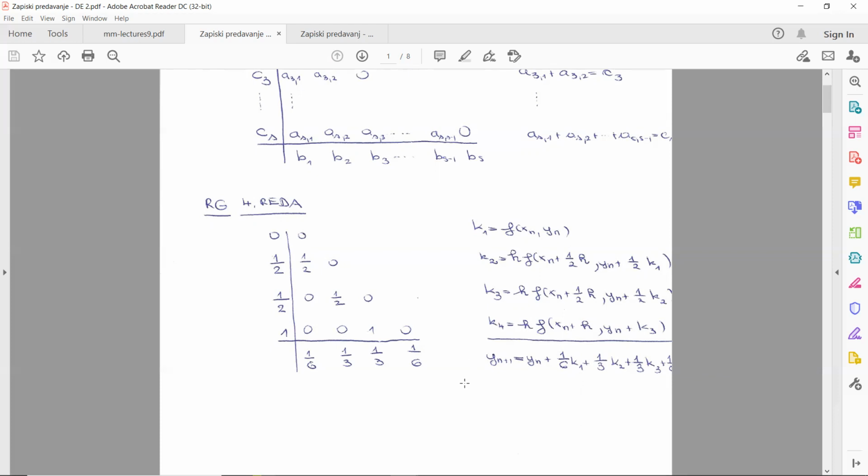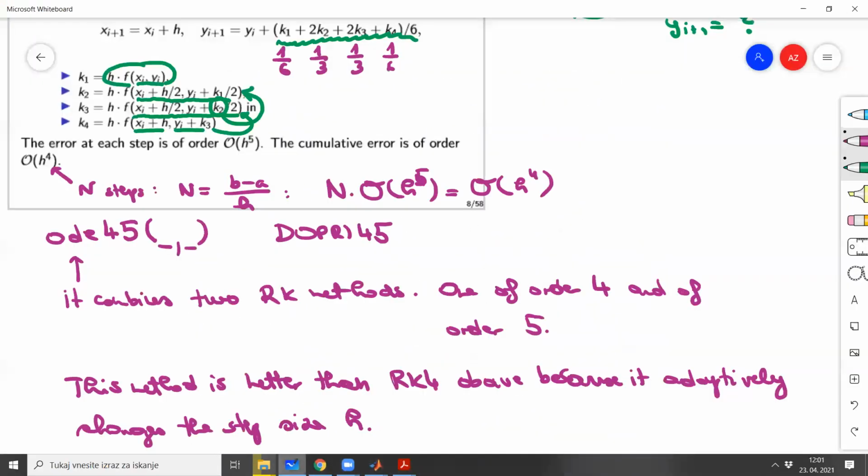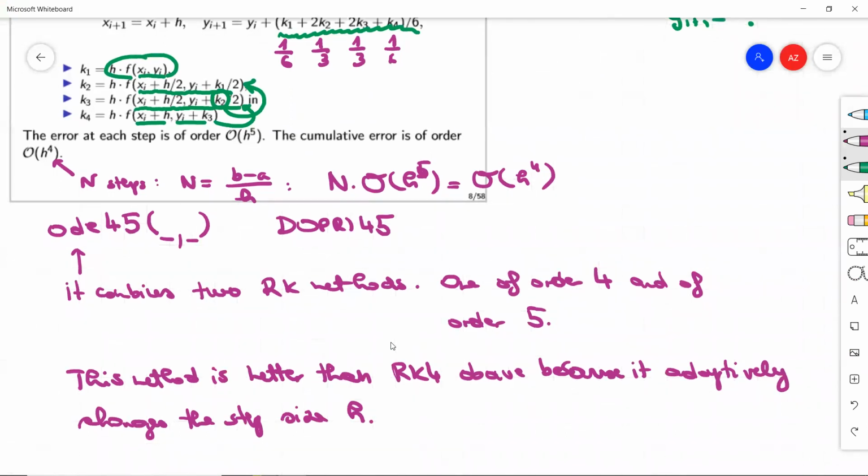But if you use this method in MATLAB, then you use it by calling the function ODE45. And this is the most widely used method, in fact, Dopri 4,5 with this function name. So this is the most well-known method implemented in MATLAB and other differential equation solvers.